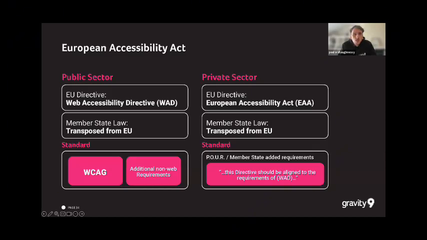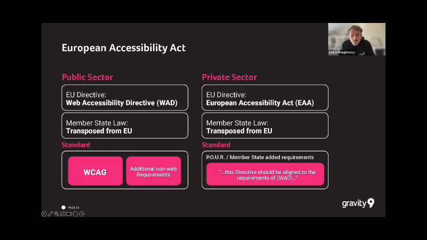Okie doke. So we're now on to the EAA. The EAA aims to improve accessibility of consumer-facing products and services for people with disabilities across the EU. It's a framework with minimum requirements that all member states must adhere to. It came into effect on June 28th, 2022, with the aim of making digital products and services accessible to all within the EU, and it also includes Norway, Switzerland, and the UK.